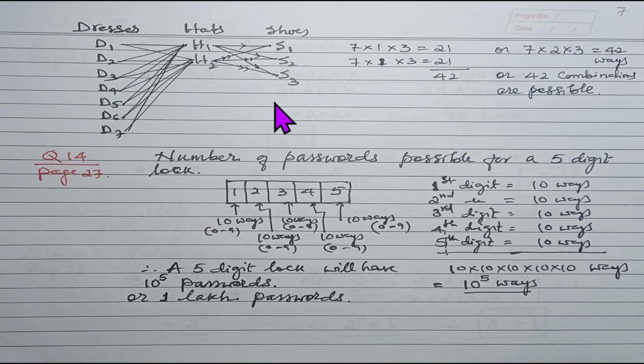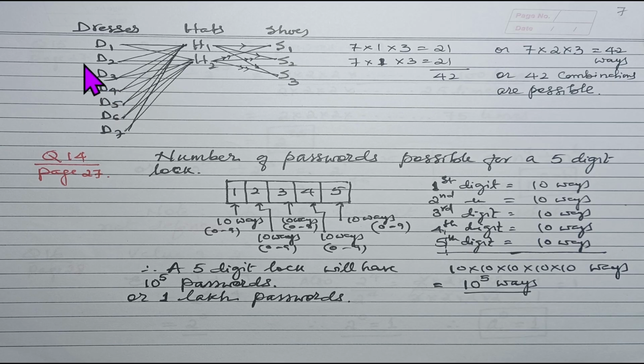Now coming to the explanation here. Again I have given the explanation here. So we have 7 dresses, 2 hats and 3 shoes. First dress 1 with hat 1 and shoes 1. Dress 1, hat 1, shoes 2. Dress 1, hat 1, shoes 3. So that means 1 into 3, that means 3 ways.